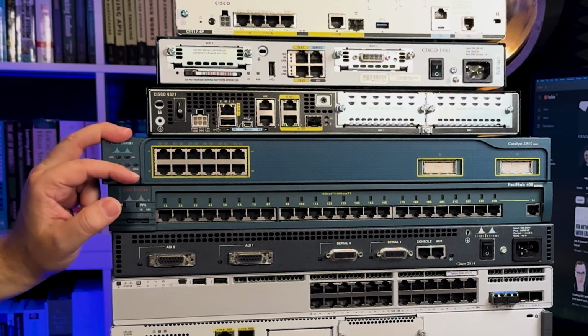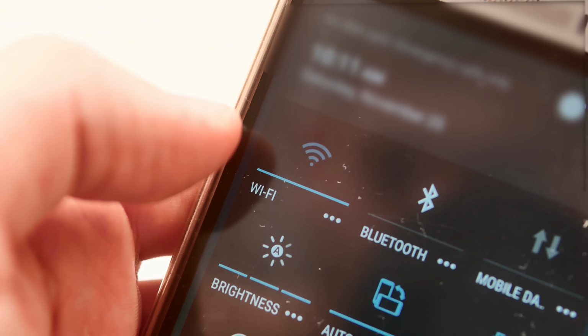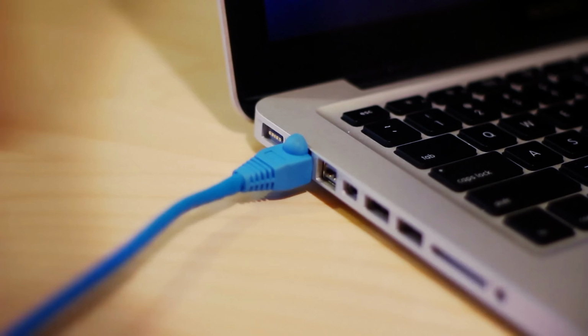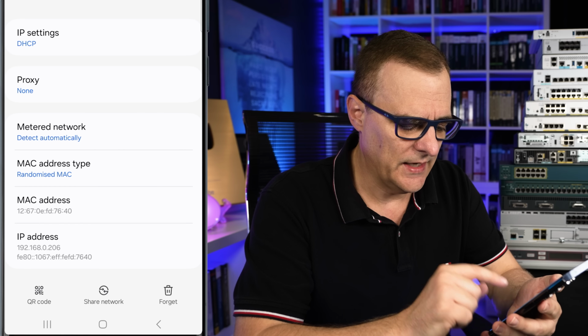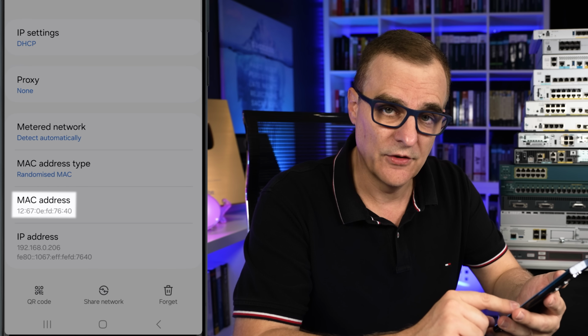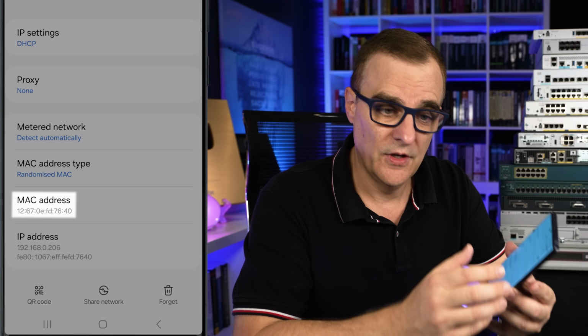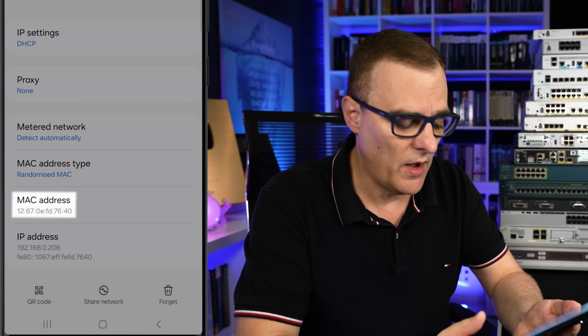Switches work differently to hubs. So in switches, we use what are called MAC addresses or hardware addresses to identify hosts on a network. So when you use your phone as an example to connect to a Wi-Fi network, or you use your computer to connect to a physical Ethernet network, you'll notice that it has what's called a MAC address or media access control address. That is a hardware identifier for a device on an Ethernet network or a Wi-Fi network.